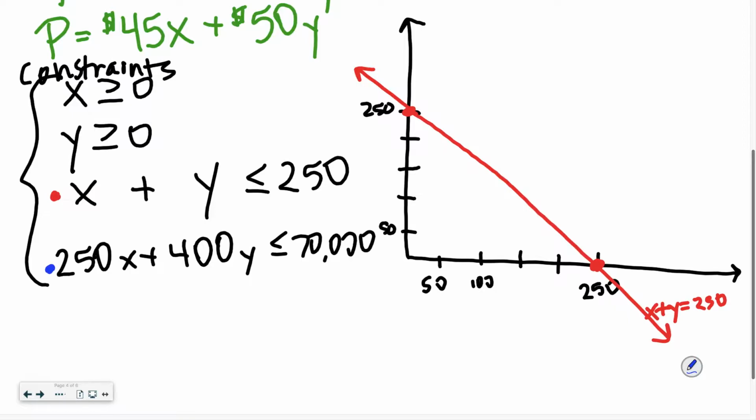If we plug a 0 in for X and we have 400Y equals 70,000, what would our Y-intercept be? 70,000 divided by 400 would be what? 175. So let's see. Okay, and then if I plug 0 in for Y and we have 250X equals 70,000, what's our X-intercept? 280.